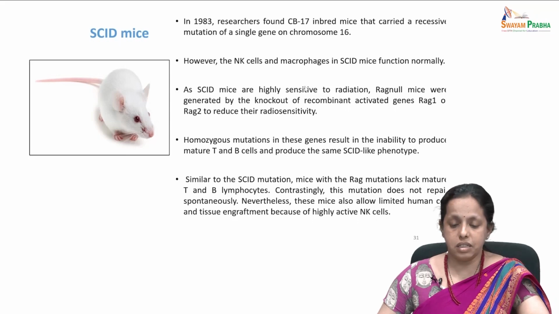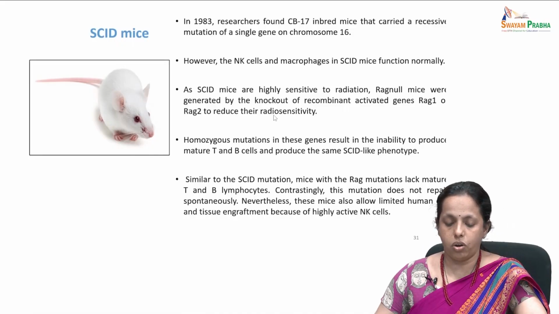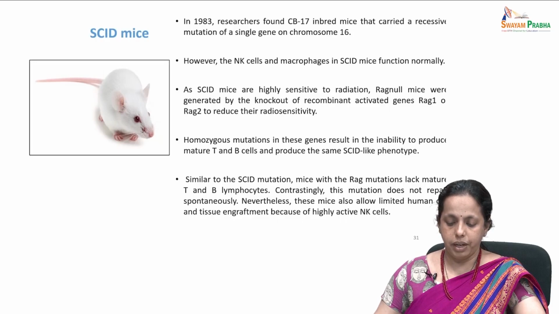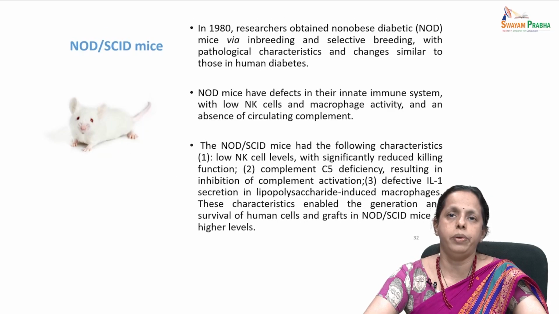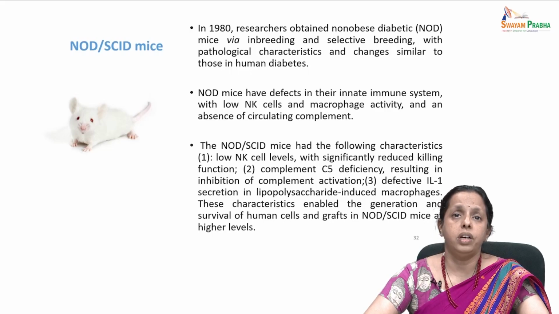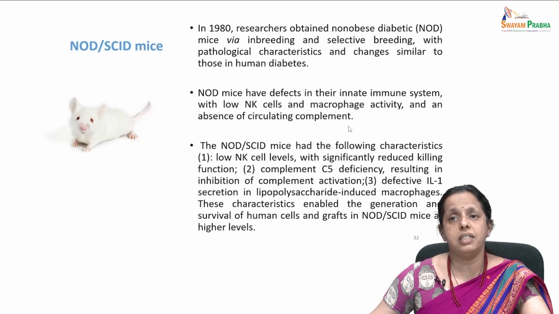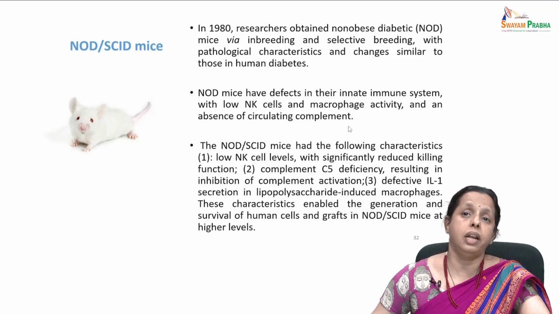So, they are highly sensitive to radiation. Engel mice were generated by the knockout as mentioned before. So, these mutations lack mature T and B lymphocytes. There are non-obese diabetic NOD mice, obtained via inbreeding and selective breeding, with changes and characteristics similar to those in human diabetes. So, introducing the SCID mutation into the genetic background of the NOD mice was hypothesized to result in NOD SCID mice with simultaneously defective adaptive and innate immunity.